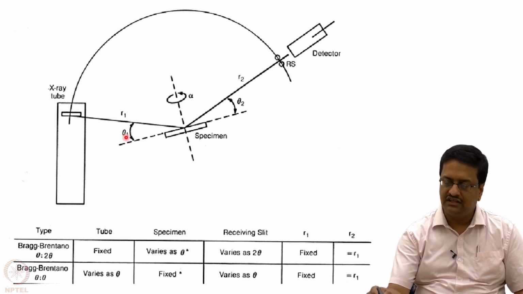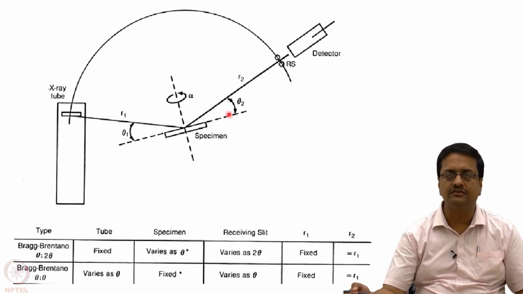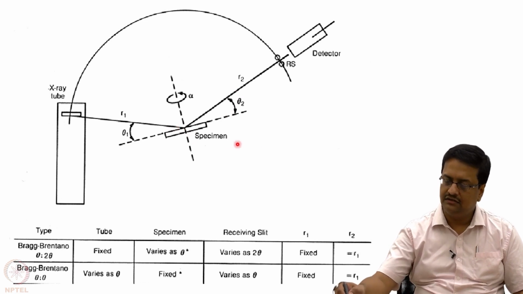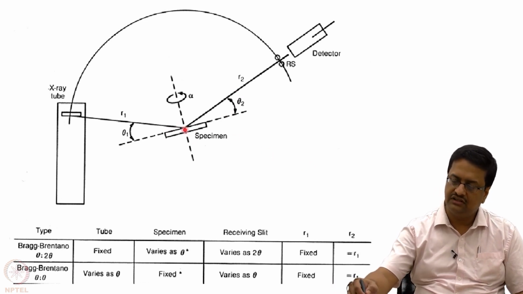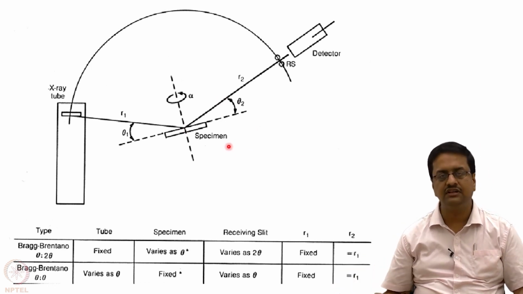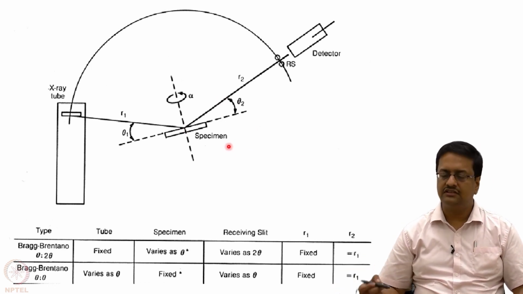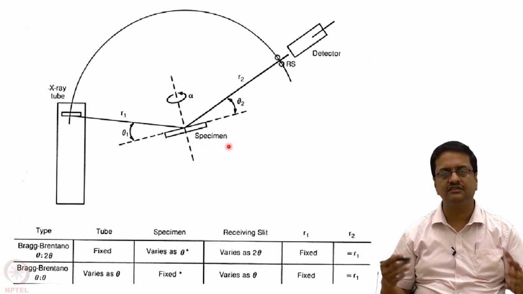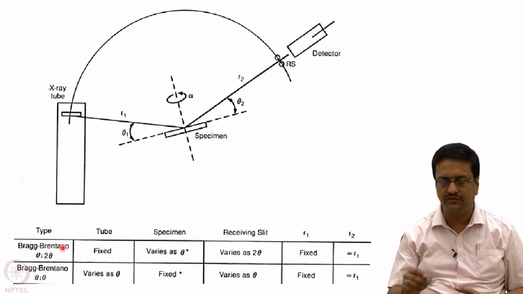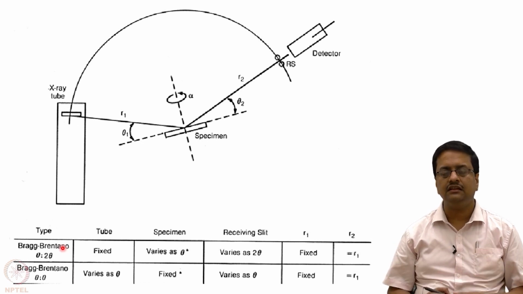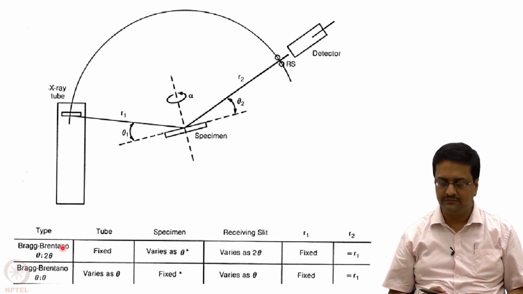This angle of incidence is theta, angle of diffraction is also theta, and the difference between the direct beam and the diffracted beam is nothing but 2 theta. So now this reflection geometry, which is called the Bragg-Brentano geometry, can be used in two different ways.